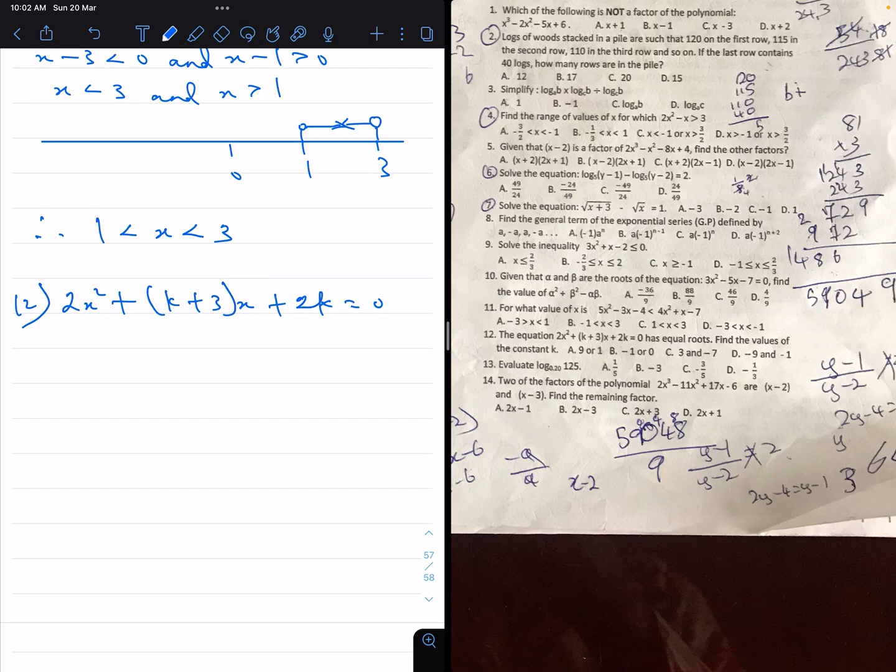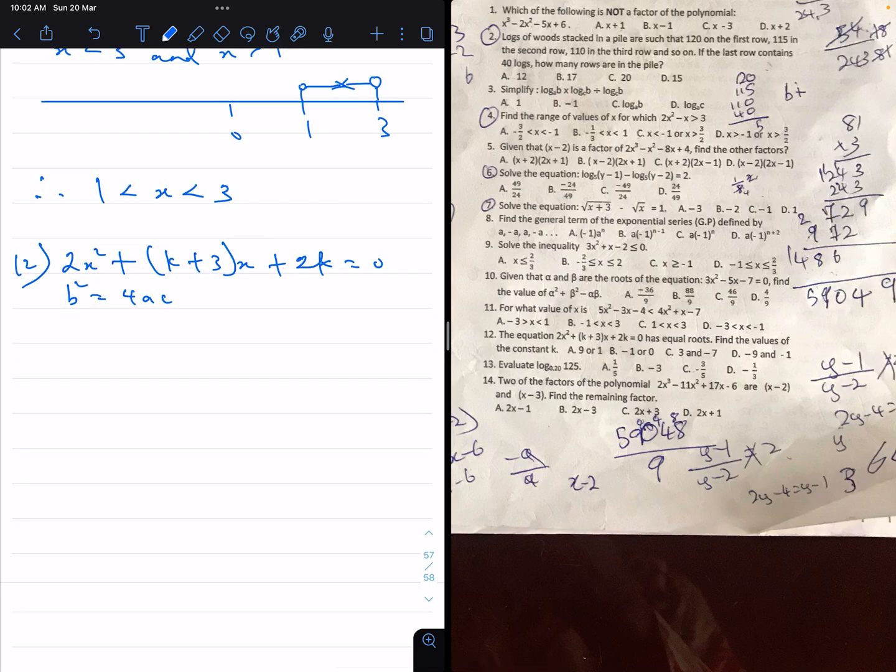b squared is equal to 4ac. Exactly. If they have equal roots, b squared equals 4ac. Number 12. If the roots are equal, b squared is equal to 4ac. You can write this also as b squared minus 4ac equals 0. They say this for when the equation is a perfect square too. It also applies to when it has equal roots. b squared equals 4ac. What is b in this equation?